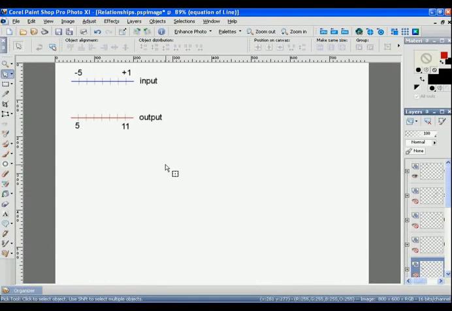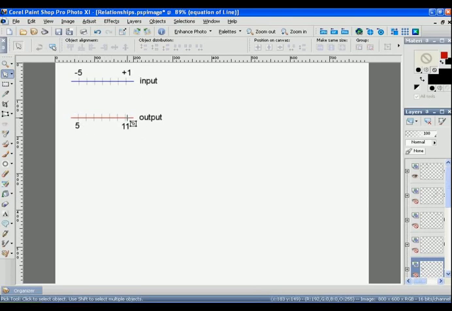So how can we do this? We want to create a relationship between this input and this output. So for instance, if you give me the value -5 in, I will expect to get 5 out. If you give me +1, then I'll expect to get 11. And for anything in between, I'll have just a linear mapping between this input and this output.